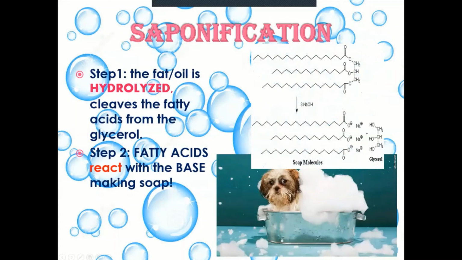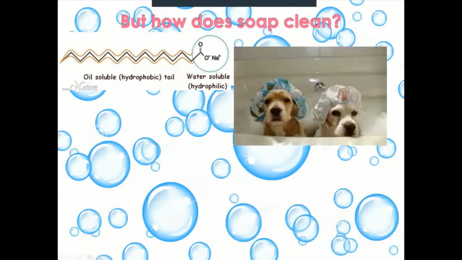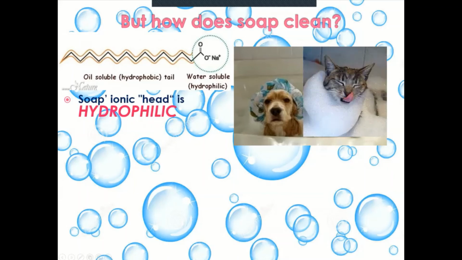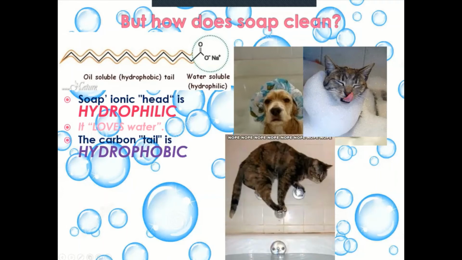So this is our hydrophilic part, the ions, and this is our carbon hydrocarbon tail, which is going to be hydrophobic. And so we usually show it with a circle and then squigglies. So hydrophilic, hydrophobic, and the soap head's hydrophilic. So if you love water, and the carbon tail is hydrophobic if you're going to be afraid of the water.